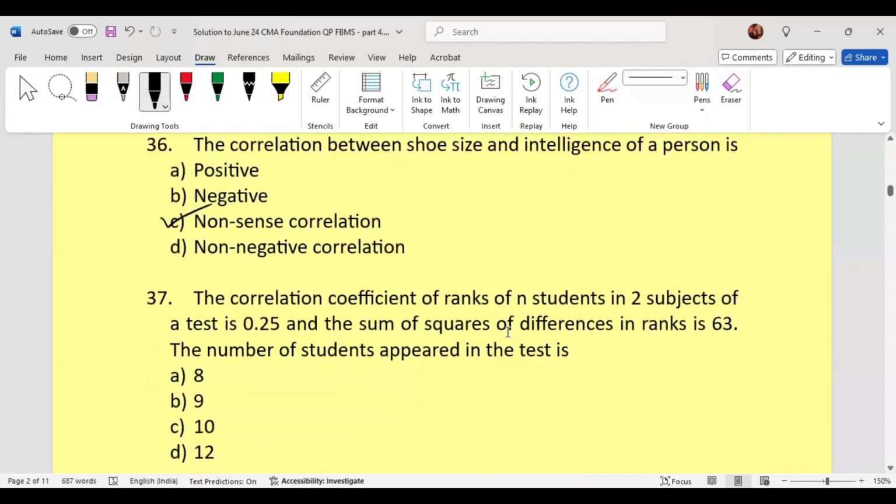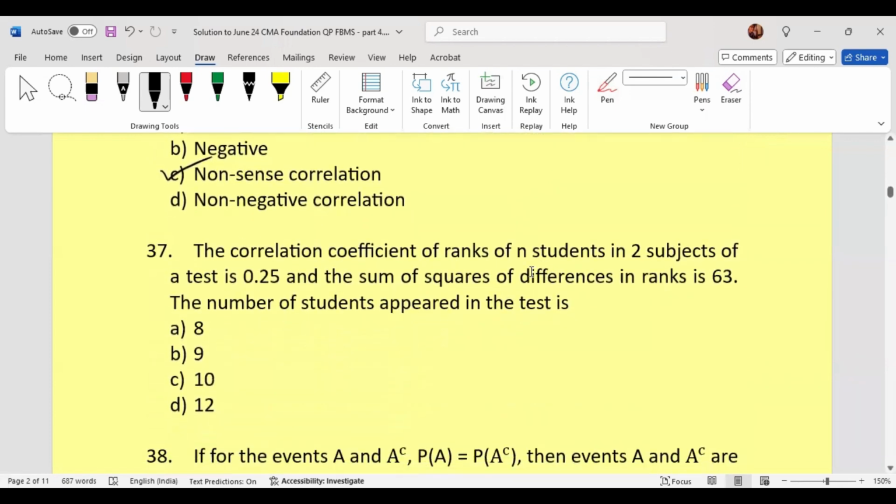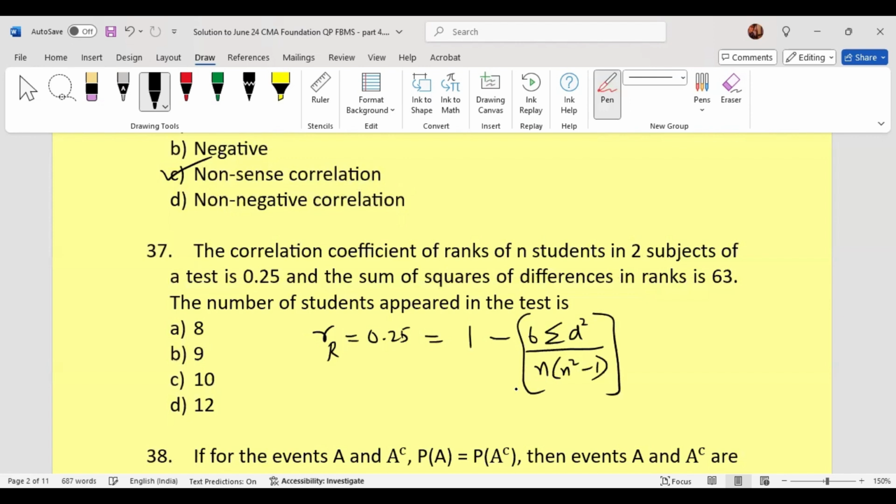Then the 37th question. The correlation coefficient of ranks of n students in two subjects of a test is 0.25. Means R suffix capital R, the rank correlation coefficient, is 0.25. And we know the rank correlation coefficient can be found as 1 minus 6 times summation d square divided by n into n square minus 1. We are supposed to find the number of students; the sum of the squares of differences in rank is given as 63. That means we have to find the n value.